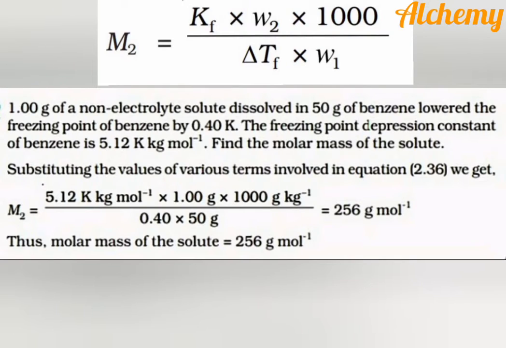An example: 1 gram of a non-electrolyte solute dissolved in 50 gram of benzene lowered the freezing point of benzene by 0.40 Kelvin. The freezing point depression constant of benzene is 5.12. Find the molar mass of the solute. It is directly given that the change in freezing point is 0.40 Kelvin. 1 gram is the weight of the solute, whereas 50 gram is the weight of the solvent. The Kf value is 5.12.